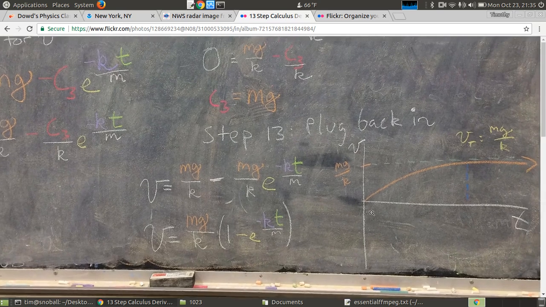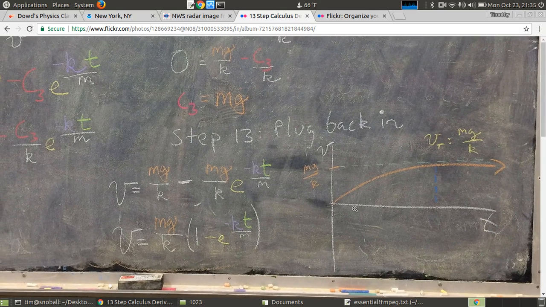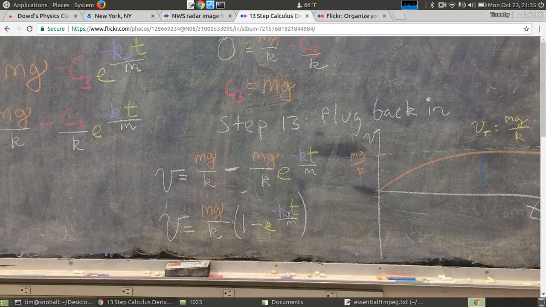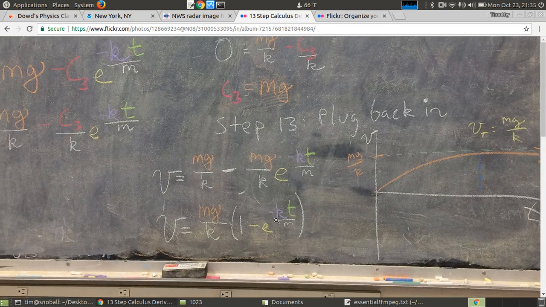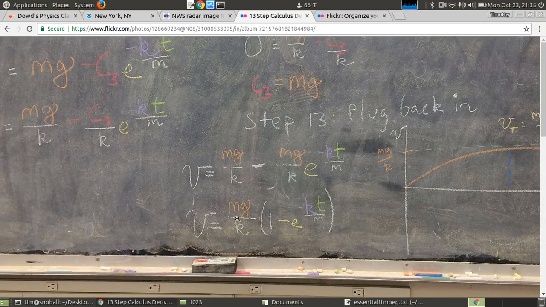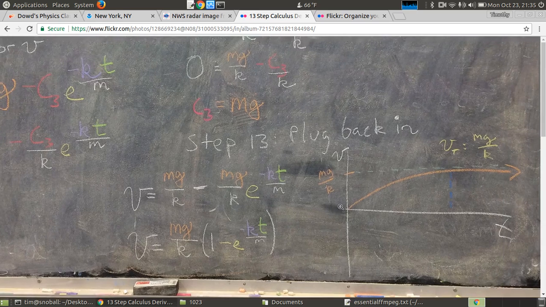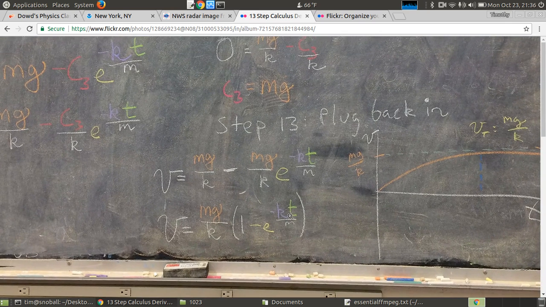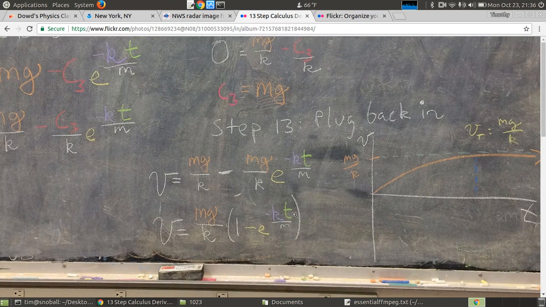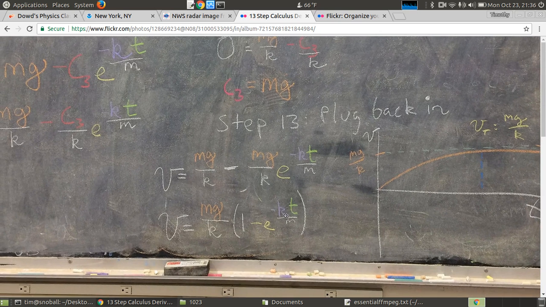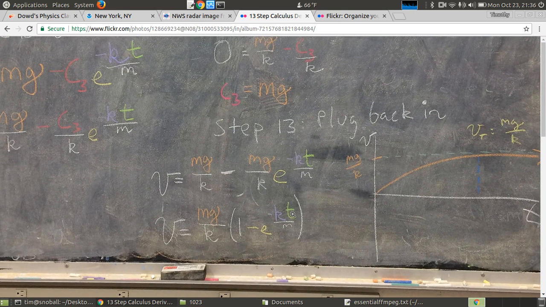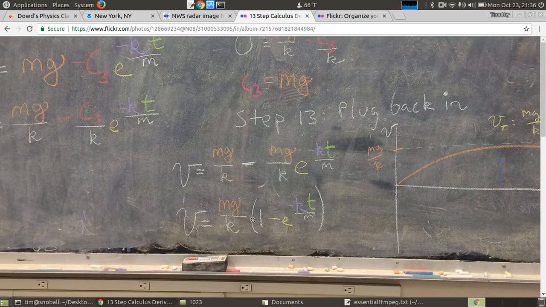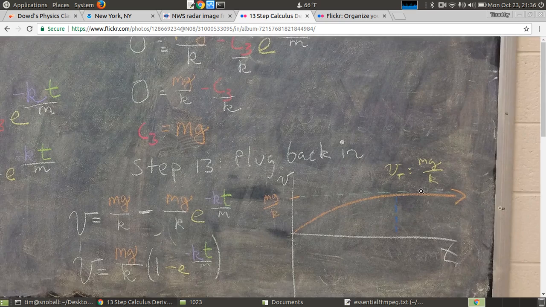So hopefully this graph makes sense at first. At the beginning, we have no velocity because we're dropping from rest. And this would be e to the 0, which would be 1. So 1 minus 1 is 0. So velocity is mg over k times 0, or very small. As time increases, t is going to go to infinity. So this will be e to the minus infinity, which is a very, very small number. So it'll basically be 1 minus 0. So we just end up with the velocity being mg over k.